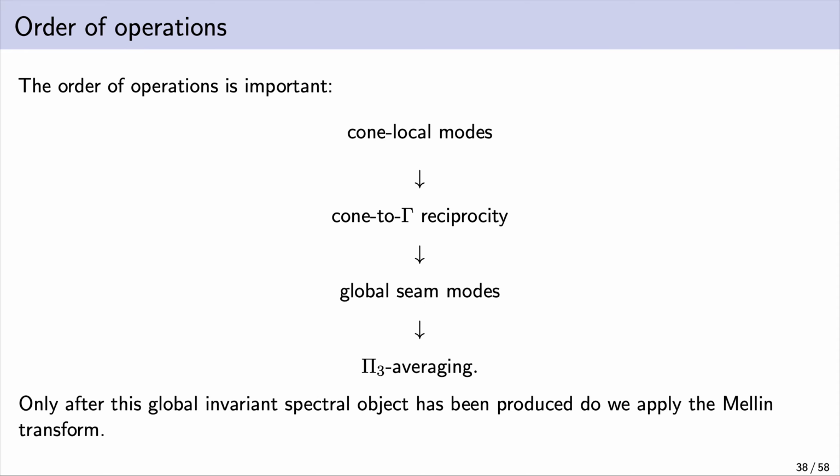So the order of operations: we zoom in on cone local modes, go to cone theta via reciprocity, and then go to global seam modes and then pi averaging. Only after this global invariant spectral object has been produced do we apply the Mellin transform. We want to put this in canonical form, or in nice enough form, so that we can take the Mellin transform. It's not going to give us a sum of 8 different zeta functions.